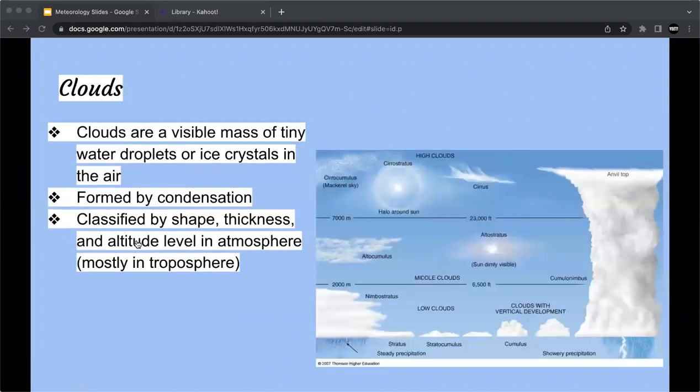Now let's move on to clouds. Clouds are visible masses of tiny water droplets in the air, formed by condensation, which is part of the water cycle, which I'm sure many of you are quite familiar with. To classify clouds, we have many different categories. We can look at their shape, their thickness, and their altitude. Over here, you can see many of the clouds based on different altitudes and different shapes. Not all of them look the same.